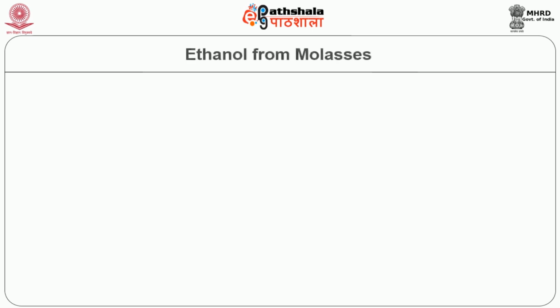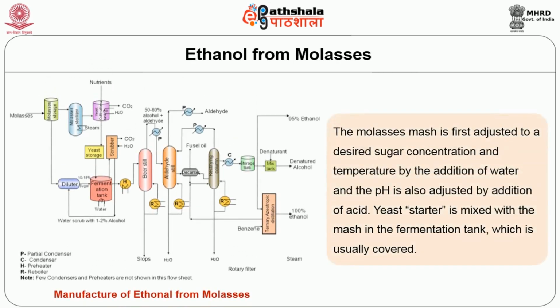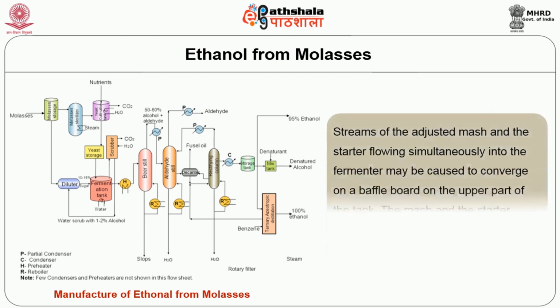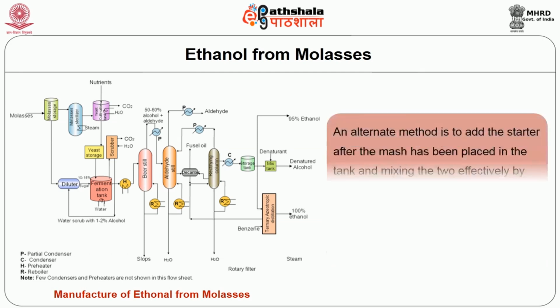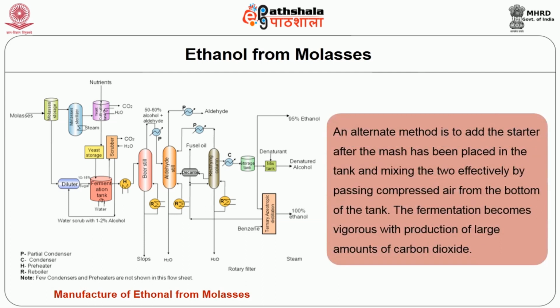Now, first let us discuss how ethanol is made from molasses. The molasses mash is first adjusted to a desired sugar concentration and temperature by the addition of water, and the pH is also adjusted by addition of acid. Yeast, the starter, is mixed with the mash in the fermentation tank, which is usually covered. Streams of the adjusted mash and the starter flowing simultaneously in the fermenter may be caused to converge on a baffle board on the upper part of the tank. The mash and the starter become well mixed as they sputter and fall to the bottom of the tank. An alternative method is to add the starter after the mash has been placed in the tank and mix the two effectively by passing compressed air from the bottom of the tank.